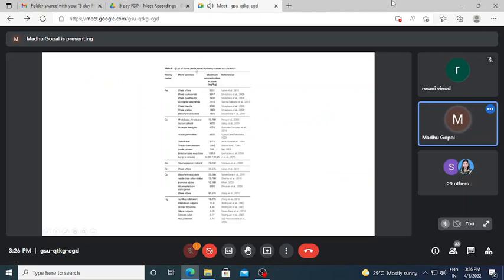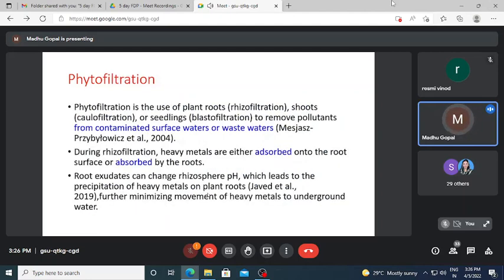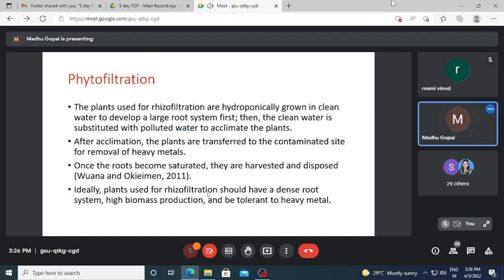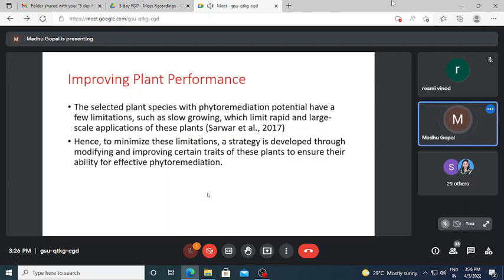Here in this list, you can find the names of a few plant species used for metal accumulation. Then of course there is phytovolatilization through the transpiration process. Then phytofiltration is also there. Phytofiltration is not applicable for soil. It is applicable for contaminated surface waters or wastewaters. It is called rhizofiltration, phytofiltration. Terrestrial plants, for example sunflower, can be used, and for phytofiltration we can also use aquatic plants.